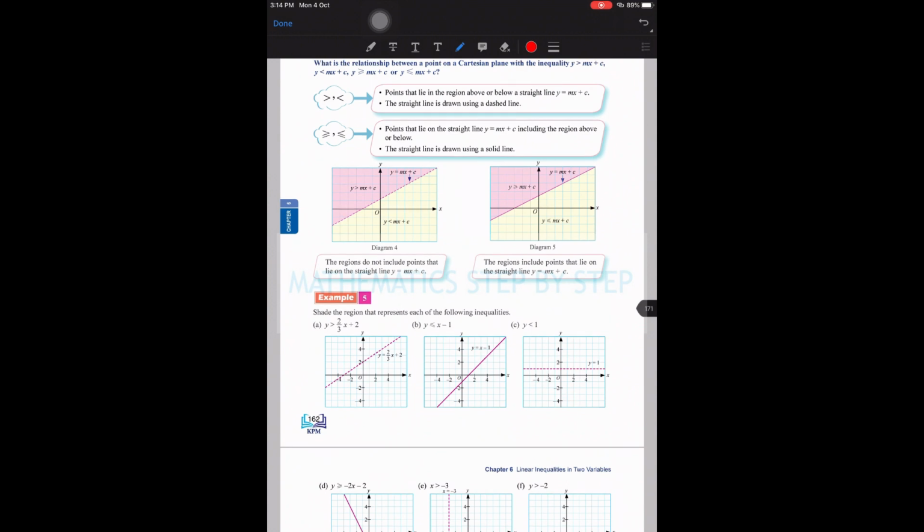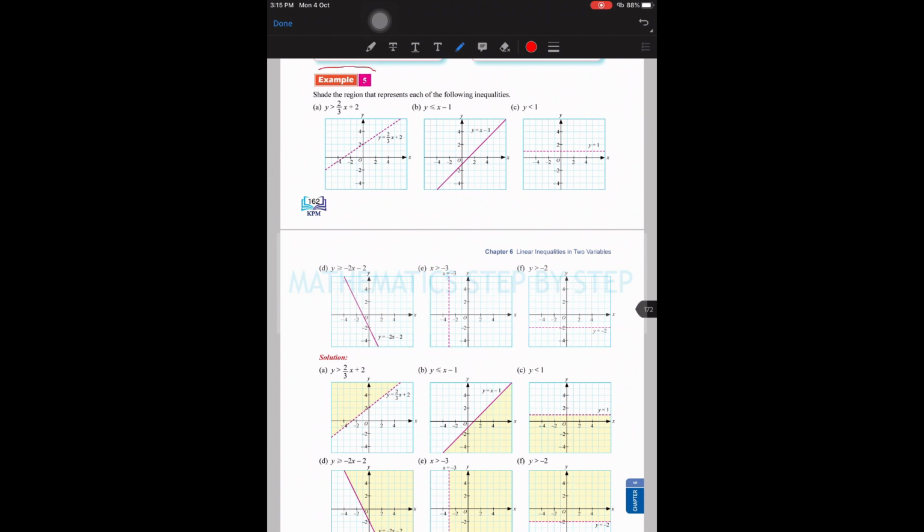So what is the relationship between a point on a Cartesian plane and the inequality y is greater than mx plus c, y less than mx plus c, y greater than or equals to, or y less than or equals to? Let's look at these two diagrams. We can see that this straight line is a dotted line, so we know that the inequality is greater than or less than. Whereas this straight line is a solid line, so we know the inequality is greater than or equals to, or less than or equals to.